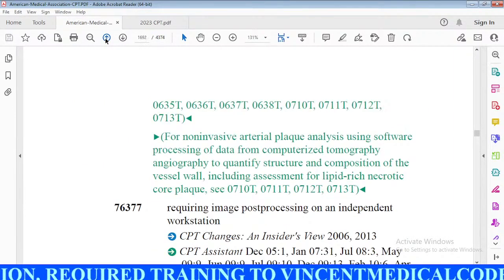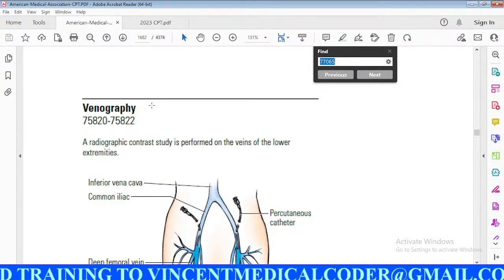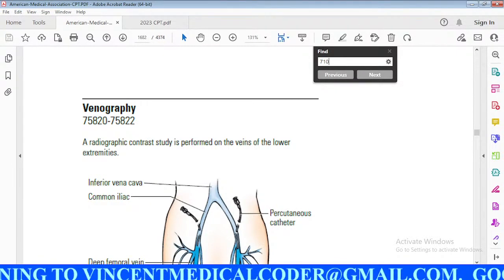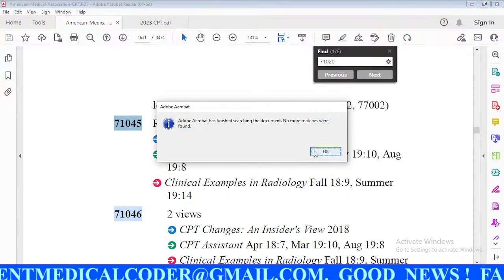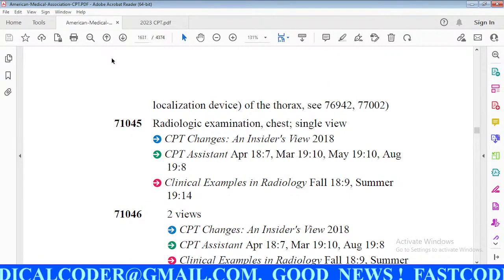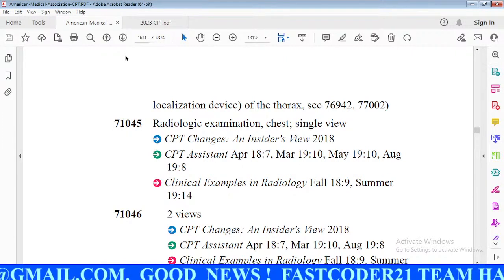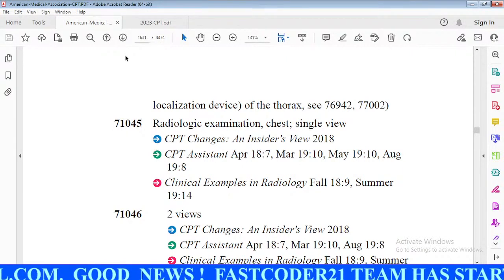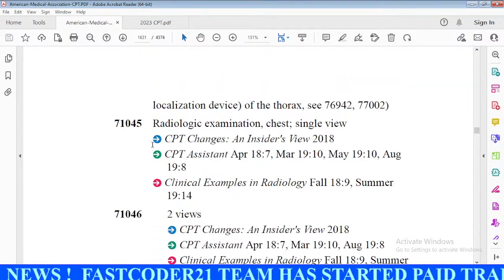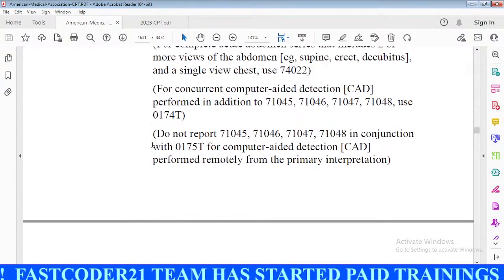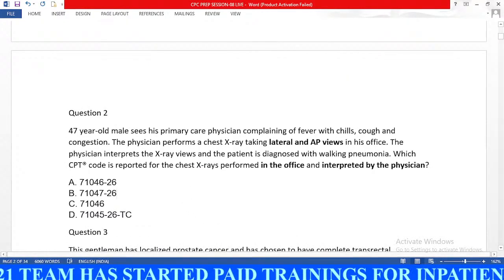So what is the first one? 77065. Sorry, 71020. I think that is correct, or not. 71046, we need to check.